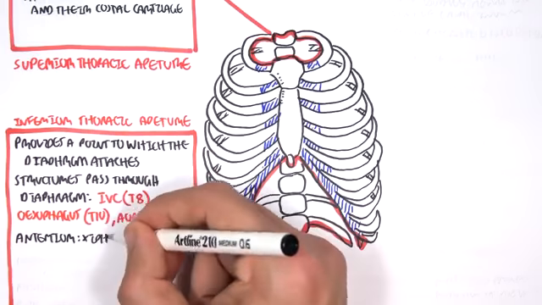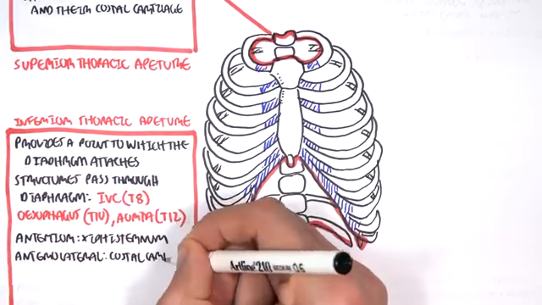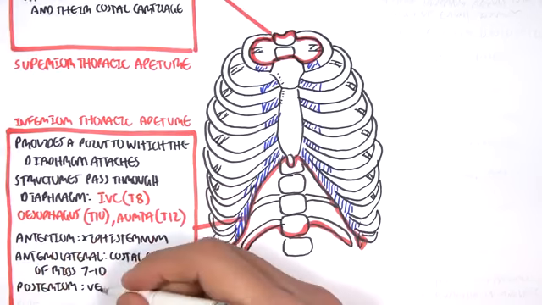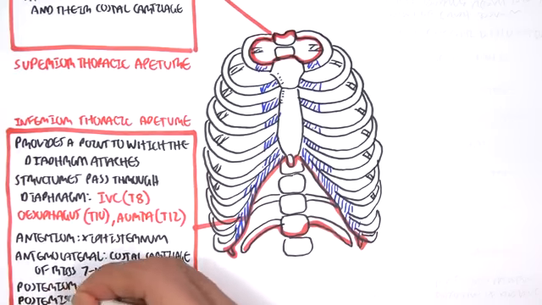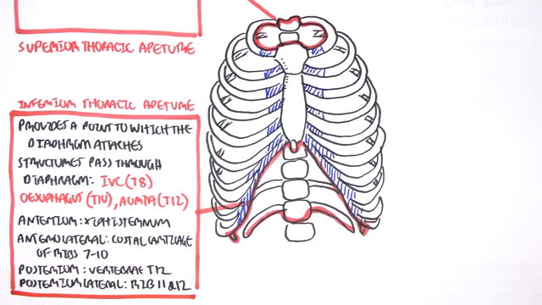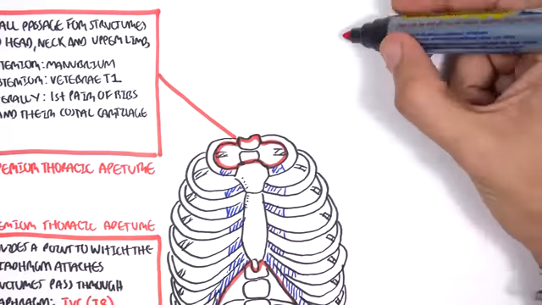The boundary anteriorly is the xiphisternum. Anterolaterally are the costal cartilages of ribs 7 to 10. Posteriorly is the vertebra T12. And posterolaterally are ribs 11 and 12. So I hope those made sense. So that was the superior thoracic aperture and the inferior thoracic aperture.